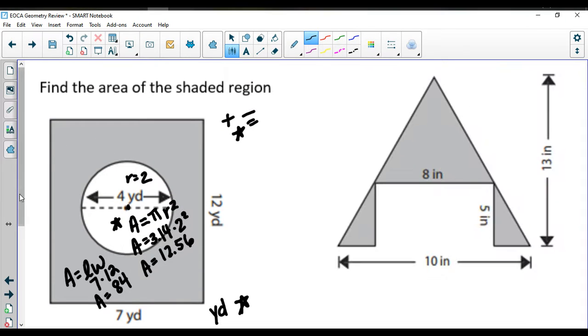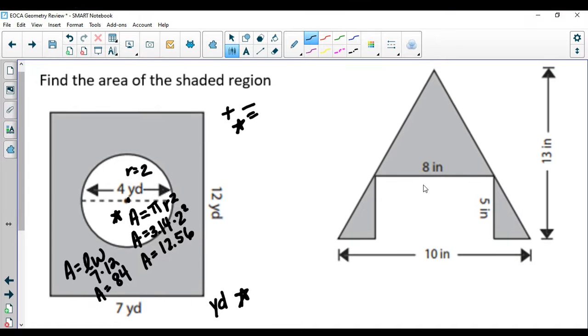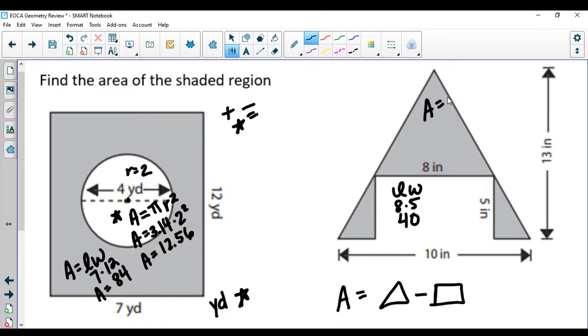On this next one, we have a triangle, and it does have this rectangular piece cut out. So when we do our area, we're going to do the triangle minus the rectangle part. We'll start with the rectangle, finding the area is length times width. So we're going to do 8 times 5, and that area is going to be 40. For our triangle, our formula is 1/2 times base times height. So the base of this triangle is 10, and the height is 13, and I forgot my 1/2 out front. So the area of this triangle is going to be 65.